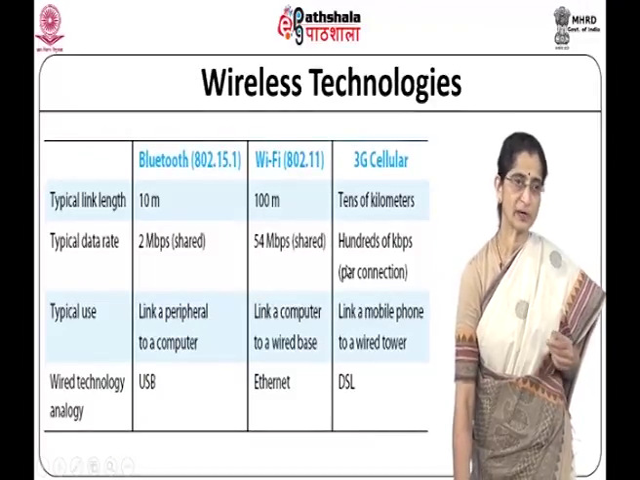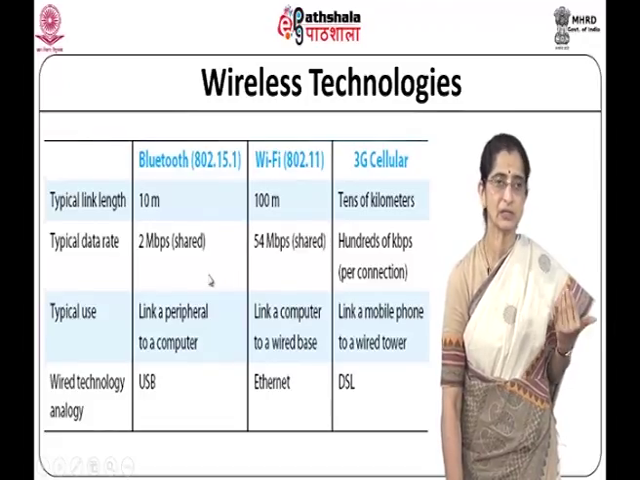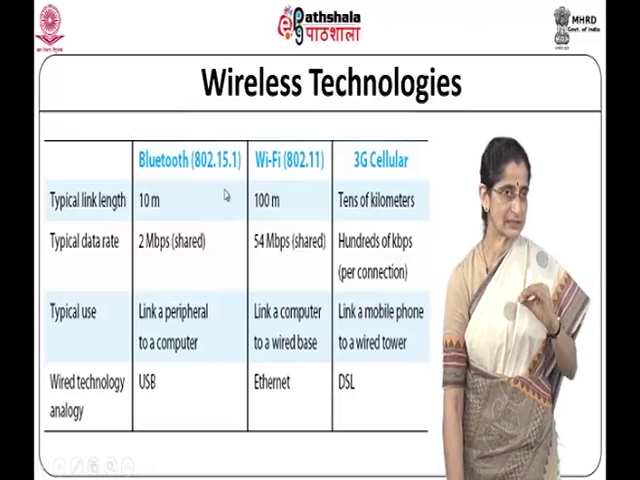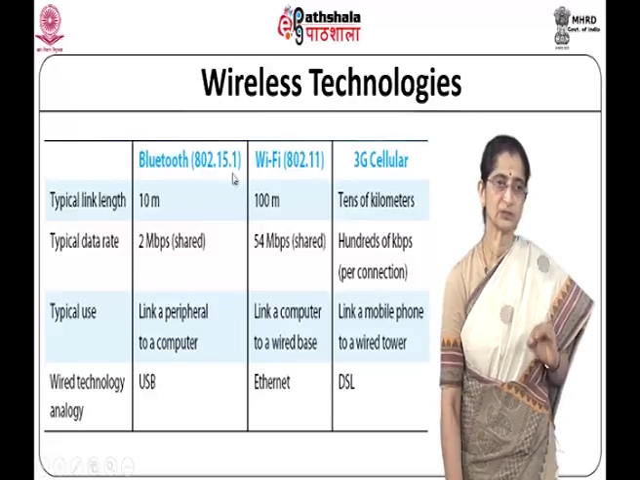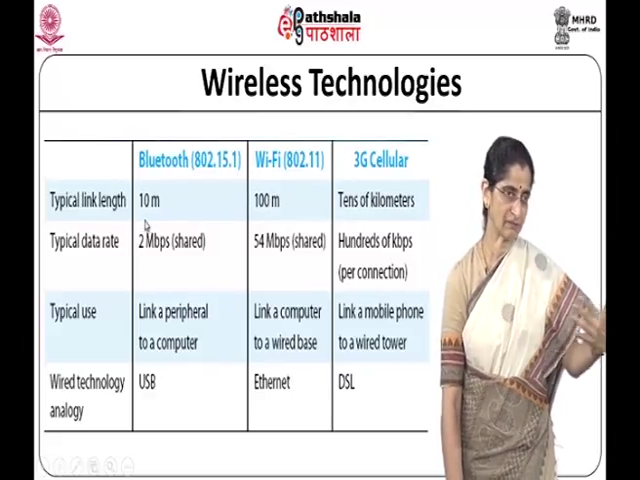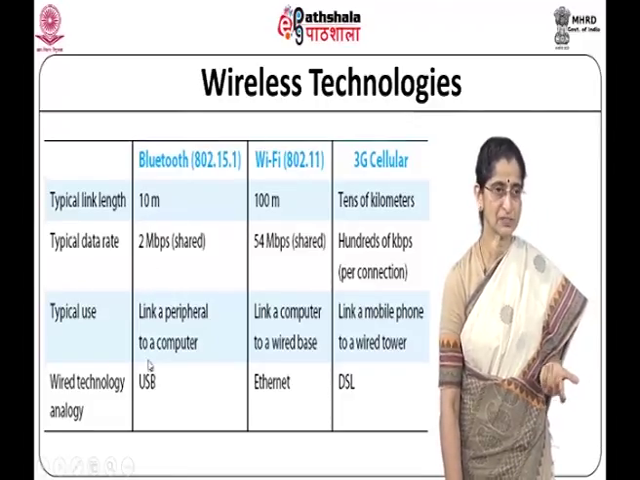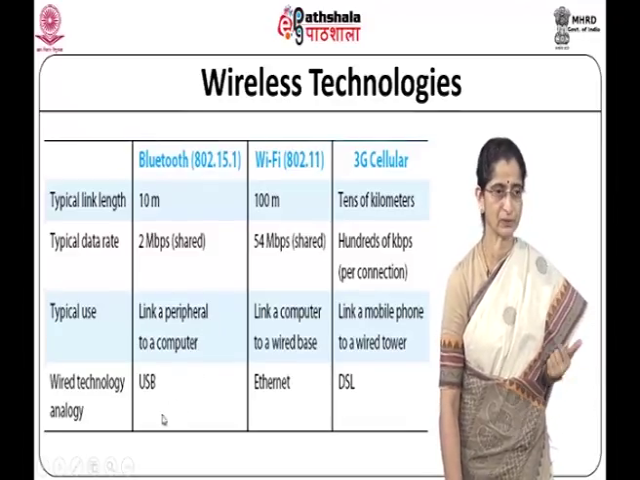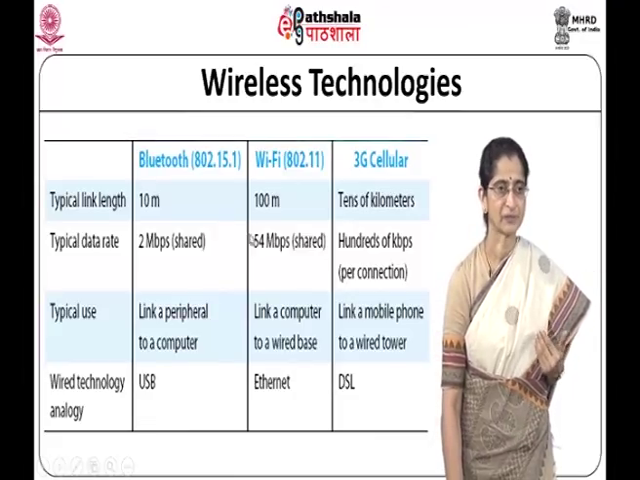Now if you look at the common wireless technologies that are used, depending on the range that is covered and the data rates that they cover, there are many different technologies. We will look at three distinct categories. First, the Bluetooth wireless technology, which is used typically for short ranges, within about 10 meters. Data rates supported are 2 megabit per second. Typical use is to link a peripheral to a computer, and the wired technology analogy for this would be something like USB.